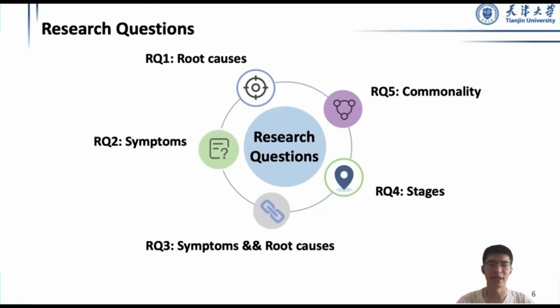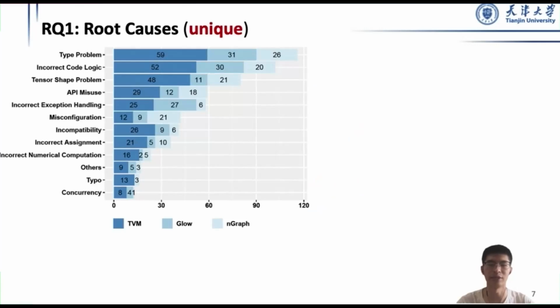In this study, we designed 5 research questions to investigate the root causes of bugs, the symptoms that bugs exhibit, the relationships between symptoms and root causes, the stage where bugs occur, and the commonalities of the bugs in the 3 different DL compilers. After finishing the classification, labeling, and analysis, we got the answers to the 5 research questions.